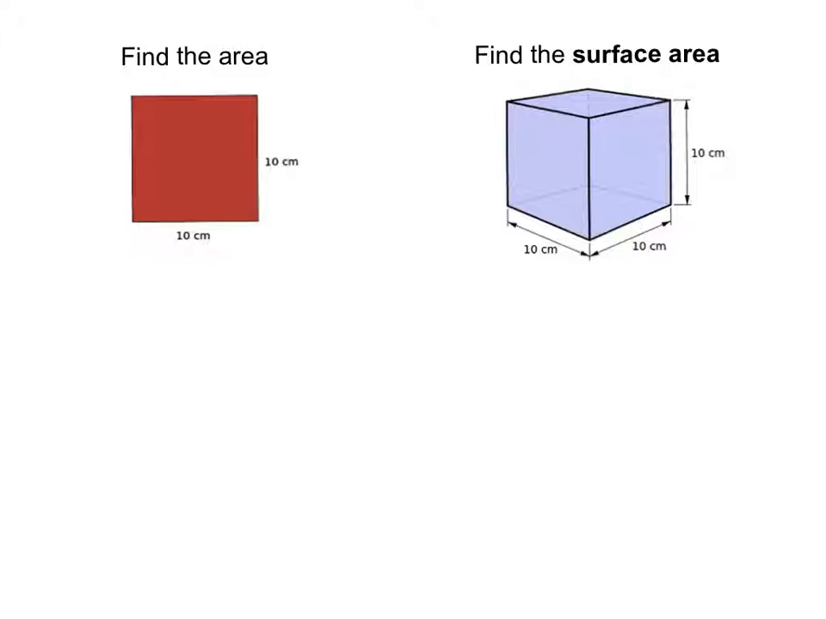And so when we're finding surface area, this shouldn't be new for you guys. Pretty sure you've done this in the past. But let's begin with just finding the area of a square. We know a square that is 10 by 10. The area is length times width. So we have 10 times 10, and we get an area of 100 square centimeters.